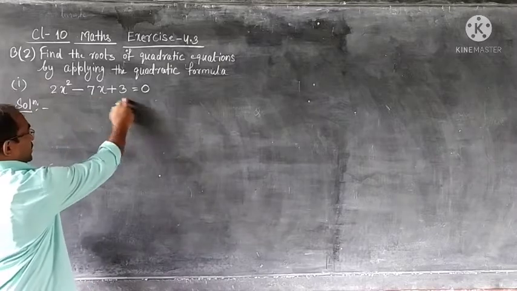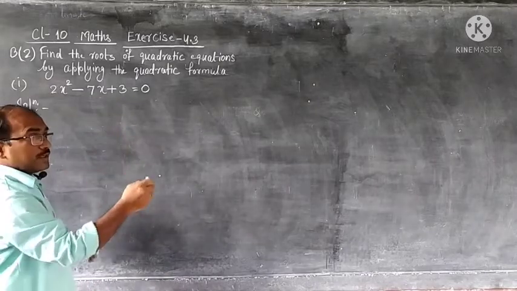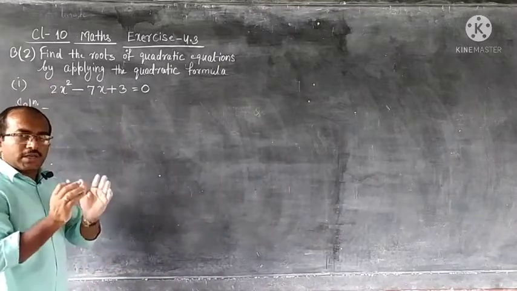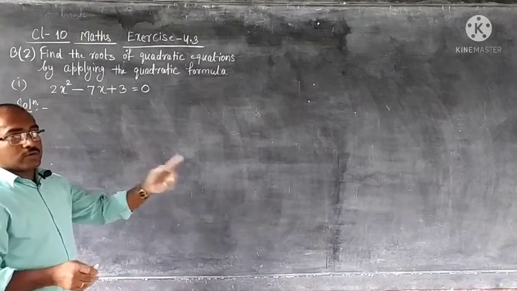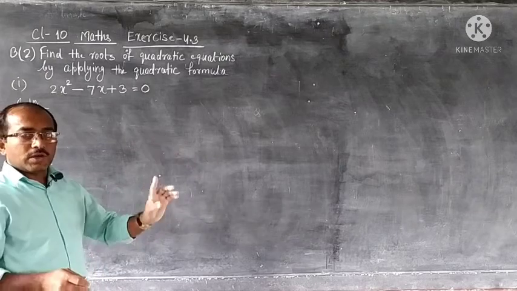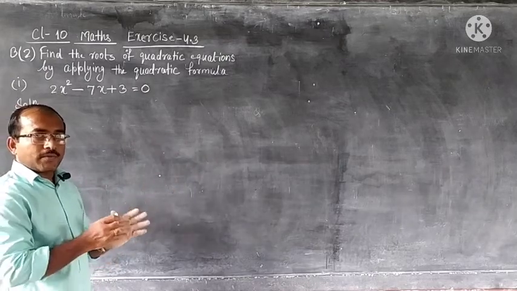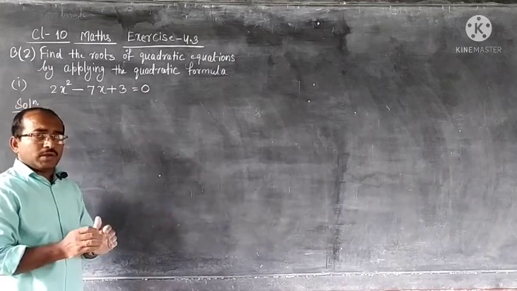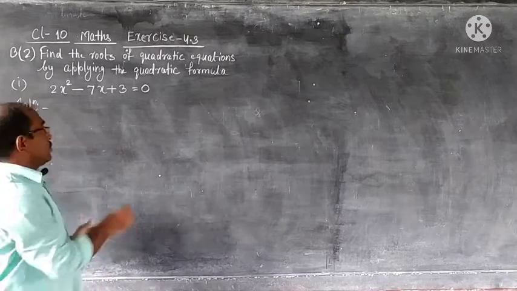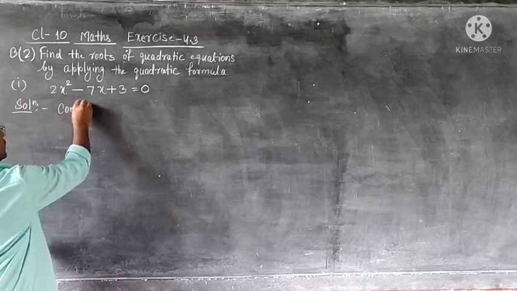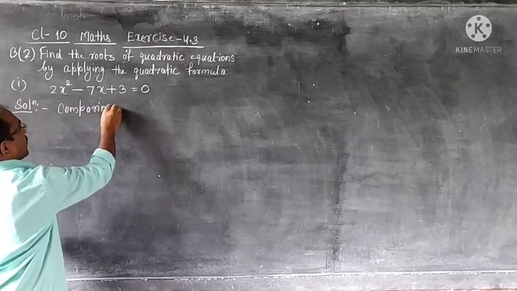So, we will compare this equation with ax square plus bx plus c. Why? Because we need a, b and c for calculating the discriminant and also the first root and second root, alpha and beta. We know that alpha, the first root, is minus b plus root d by 2a, and beta is minus b minus root d by 2a.